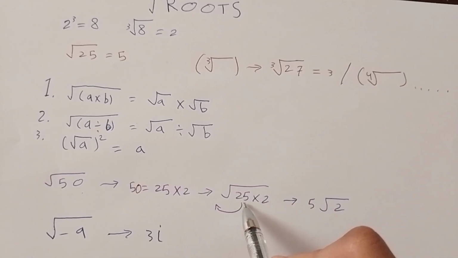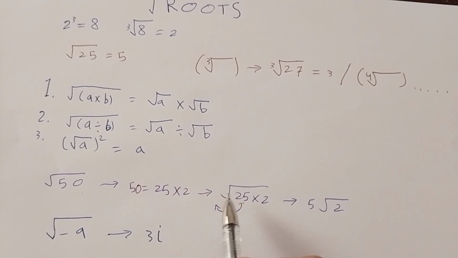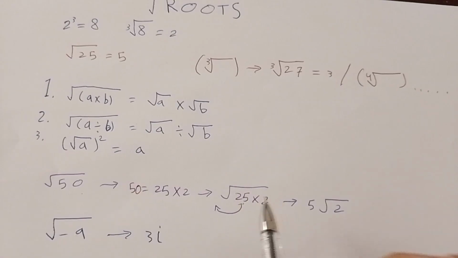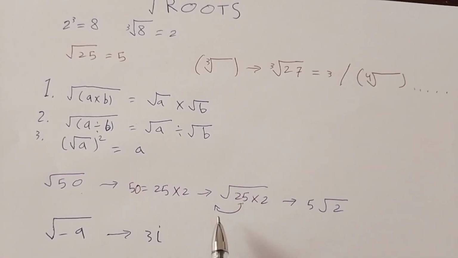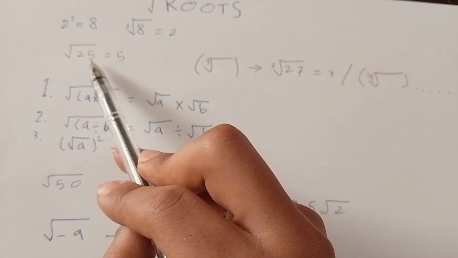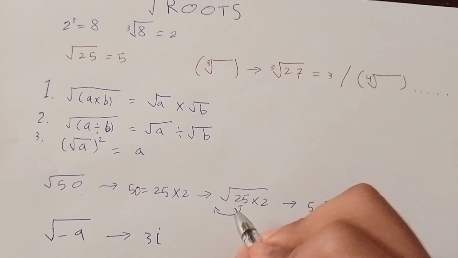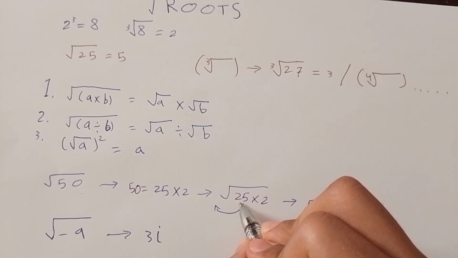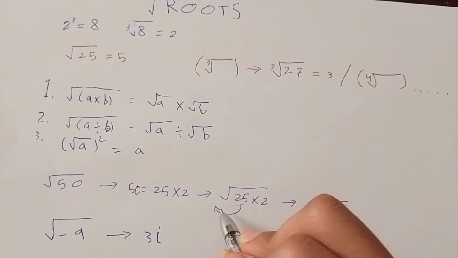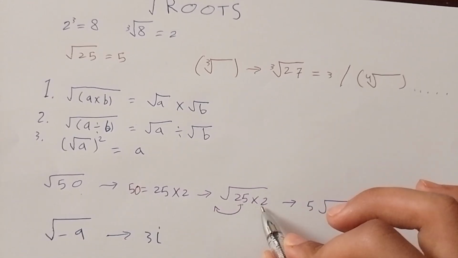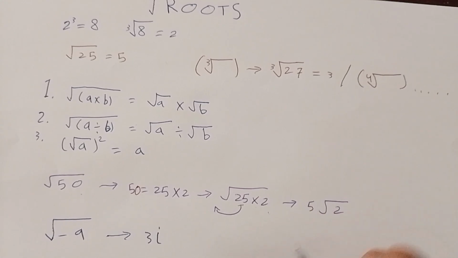We'll notice that 25 has a real square root, which is 5. As we were saying, the square root of 25 is 5. So we can move the 25 outside the root as 5, and we're left with the square root of 2. So it will be 5 times the square root of 2.